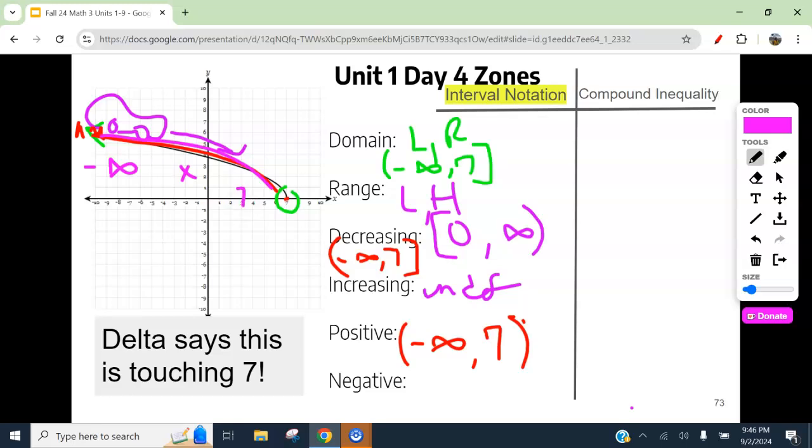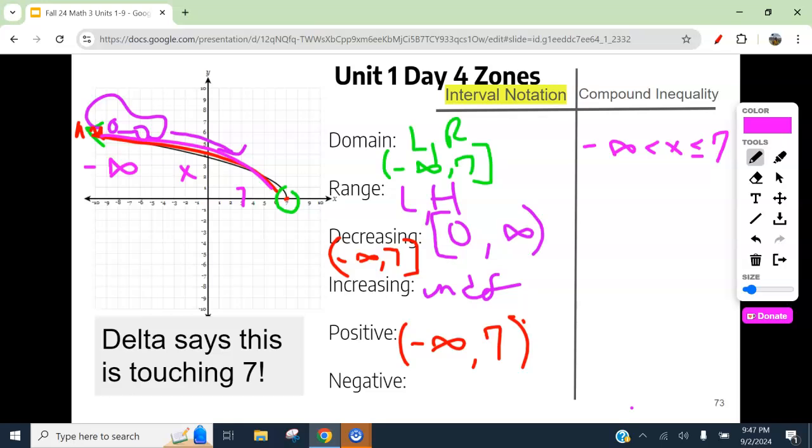So the compound inequality version is negative infinity is less than x, and x, meanwhile, is less than or potentially equal to 7. Note that x is somewhere between negative infinity and 7. It can actually be on 7, so I put the equal sign, less than or equals. The equal sign is with the less than sign. So that's the explanation they're looking for. But here in Math 3, our goal is to learn this version. There's no mention of this on the Unit 1 test.